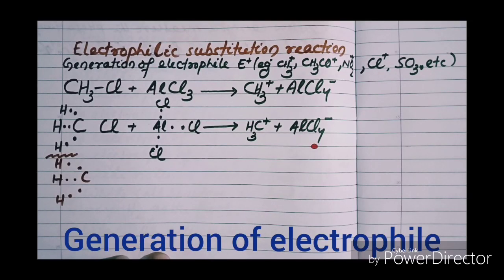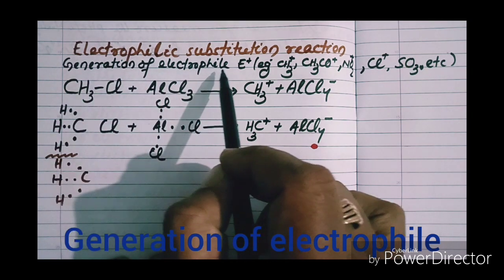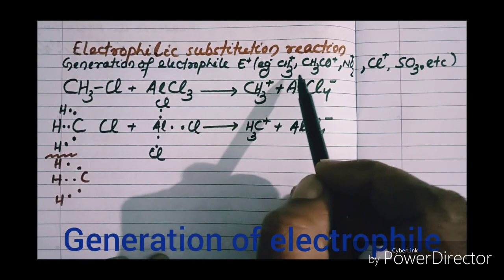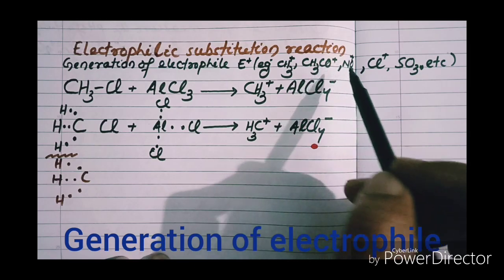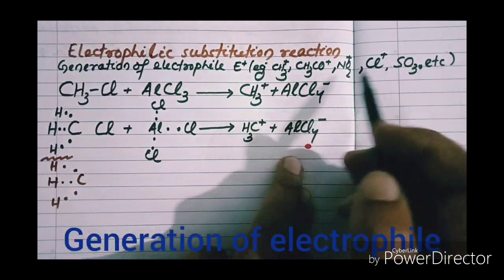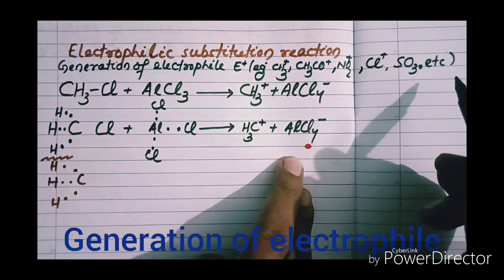This video will help you to know about electrophilic substitution reaction. First step is generation of electrophile denoted by E+. Electrophiles are CH3+, CH3CO+, NO2+, Cl+, SO3, etc.